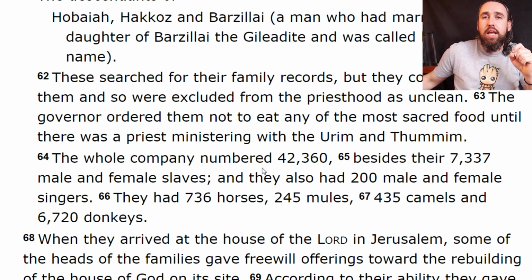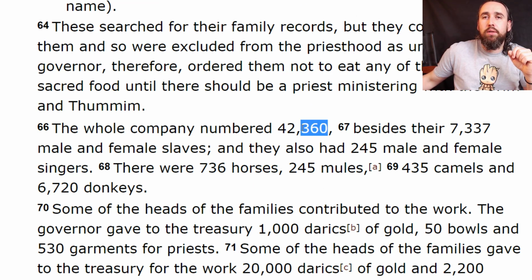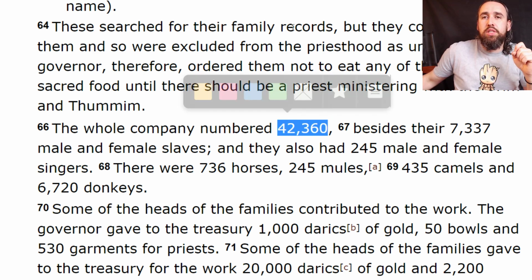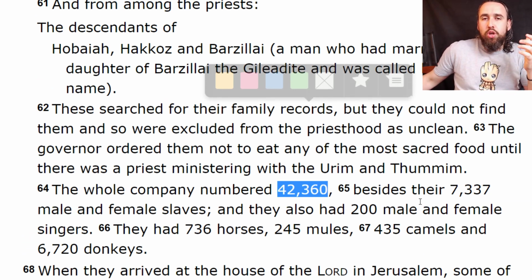besides the slaves, right? When they give the overall count, they agree on a number. They agree. 42,360, 42,360. So the overall number of people there were is the same. So if you see that the overall head count is the same number of people, it stands to reason that the most logical explanation is that what happened here is there was some kind of revision.